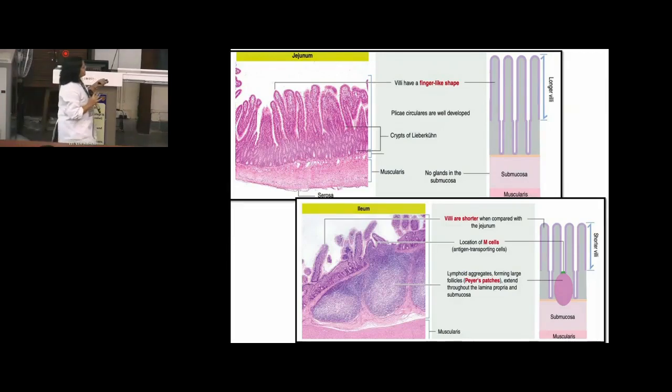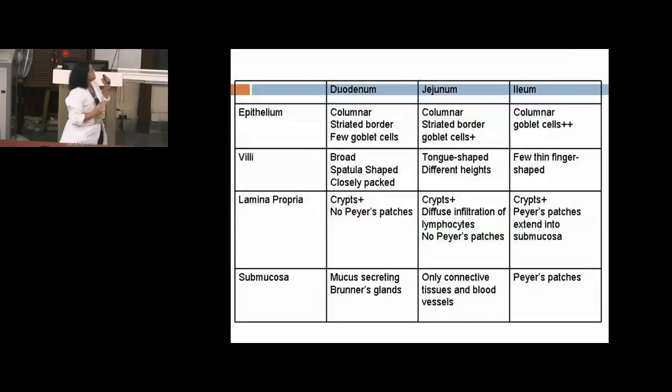M cells won't be visible, Peyer's patches will be visible, right? See, it is present extending throughout the lamina propria and submucosa. Is that clear? Everyone with me? Those who are awake, sorry. This is the difference. I'll be sharing this PPT so that you need not go searching for it.